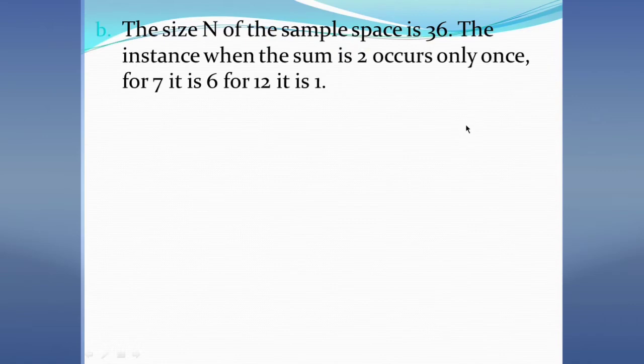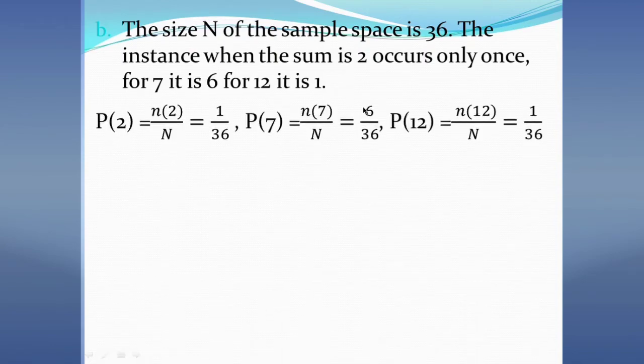When we count everything, take note: once we toss a pair of dice, the total possible outcomes is always 36. The instance when the sum is 2 occurs only once; for 7, it is 6; for 12, it is 1. Let's show that. How many possible outcomes are there if 2 comes out? We have 1 over 36. For the probability that 7 comes out, 6 over 36. For 12, 1 over 36. Now, how did we get these?